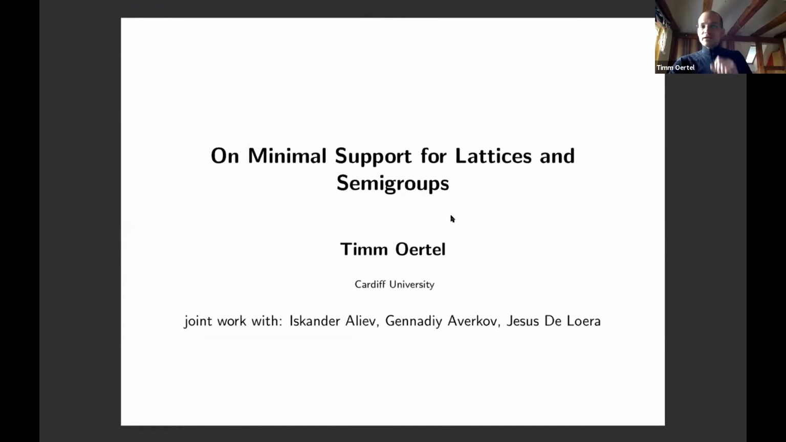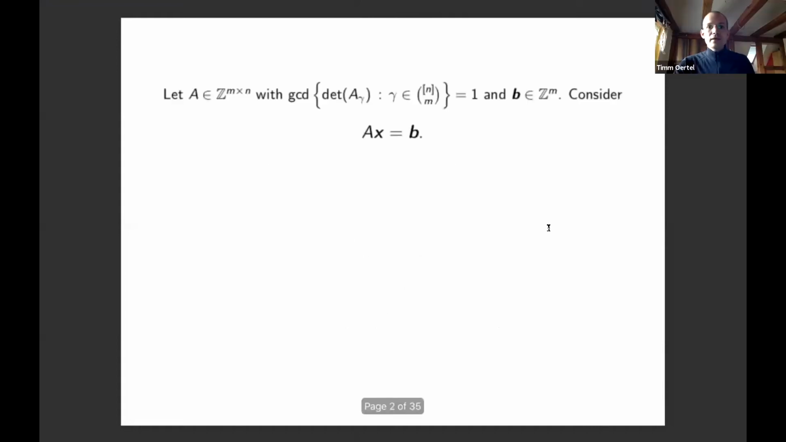Okay, fantastic. So I want to talk on the support of lattice elements and semigroups in this talk. And this is joint work with Iskander Aliyev, Gennady Avakov, and Jesus de Loera. And the setting I am in is actually quite simple. I'm just looking at solutions of linear systems of equations. And just to make the setting clear, I assume that my matrix A is just an integer matrix, and that my right-hand side is also just an integer vector.